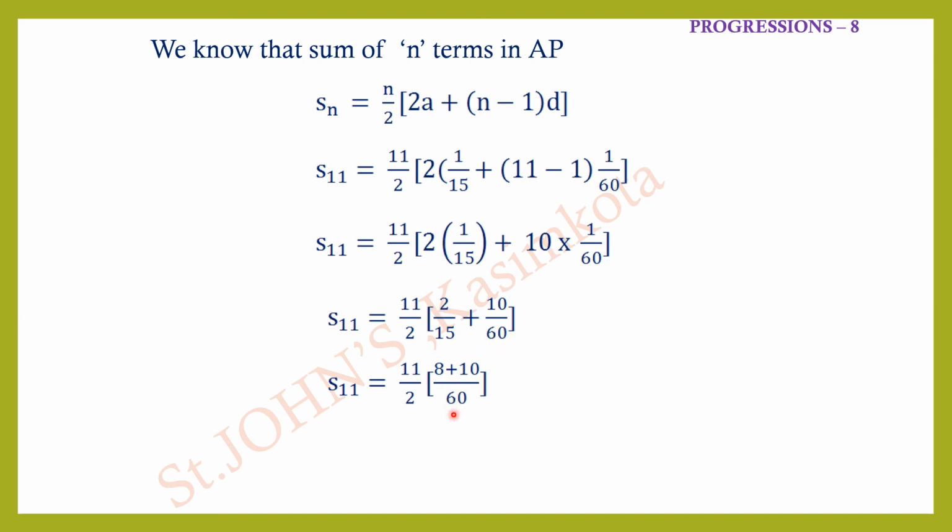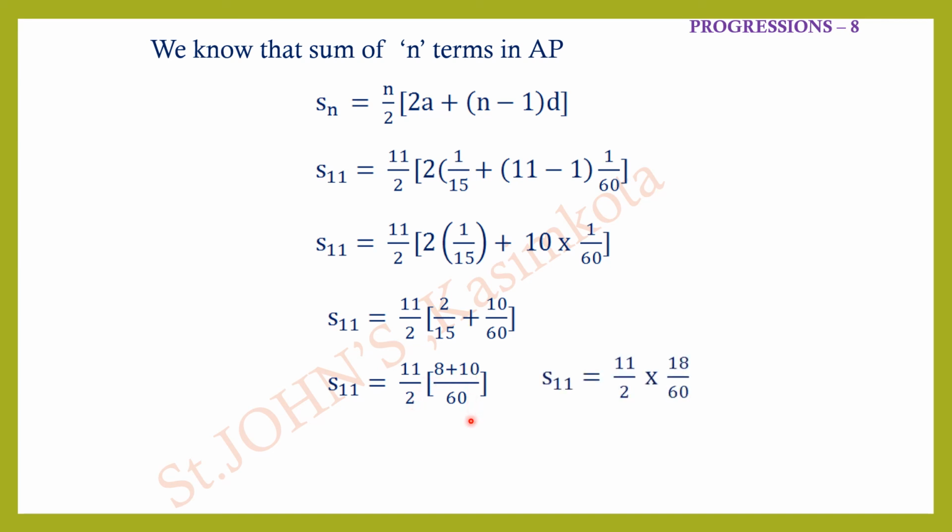In 60 table, 60 1 time 1 into 10 10. Next step: S11 equals 11 by 2 into (8 plus 10) 18 by 60. This is written as S11 equals 11 by 2 into 18 by 60.